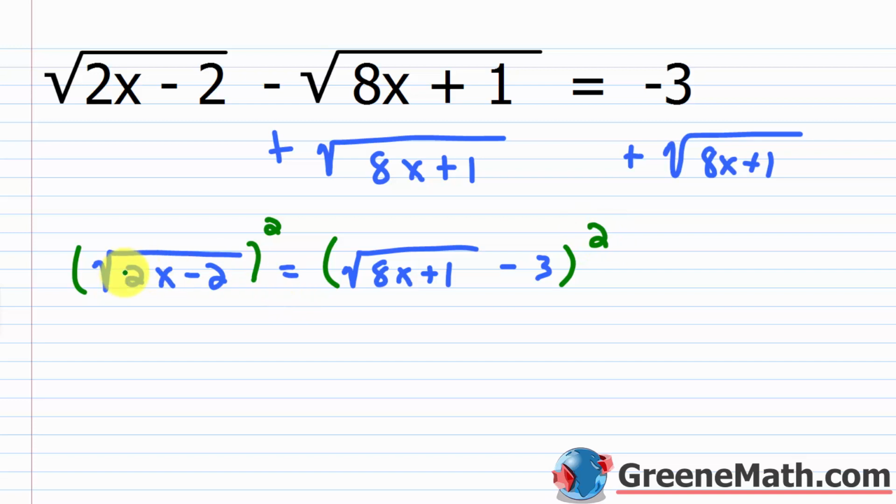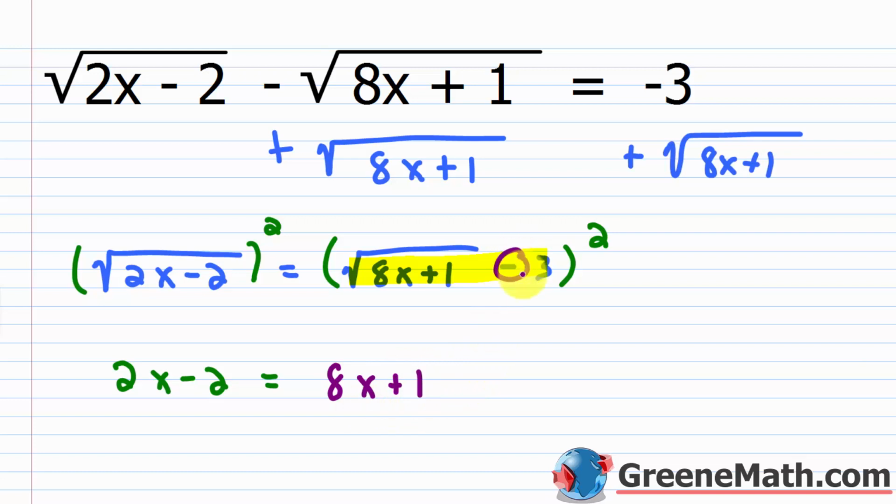This guy right here, I'm just going to have my 2x minus 2. This is equal to, again, you've got to remember, when you square this guy here, it's got to be expanded. You could use FOIL or your special products formula. It doesn't matter, but you can't just distribute the exponent to each term there. Don't do that. So if I squared the square root of 8x plus 1, I would get 8x plus 1. So that would be the first guy there.